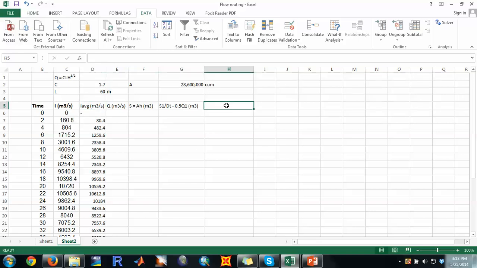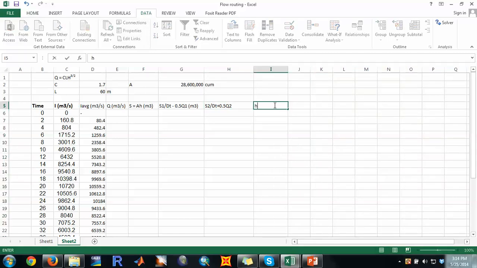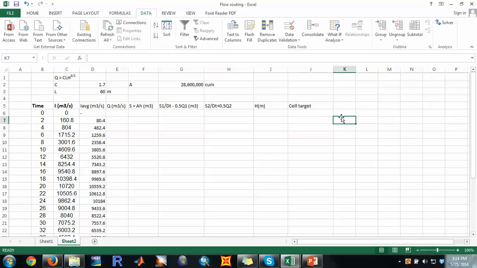2. So which means S2 by delta t plus 0.5 of Q2 can be calculated here, but still you need to have H. H will be in meter, okay? And now the last column is what we call the cell target. That is the one that helps us to iterate the flow routing approach, and to find H which corresponds to a given change in storage value.